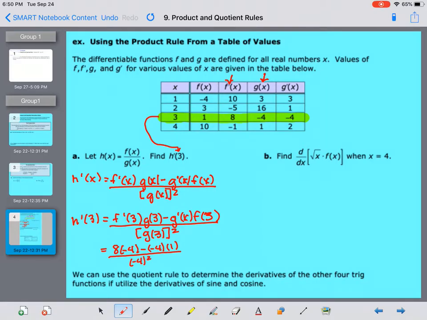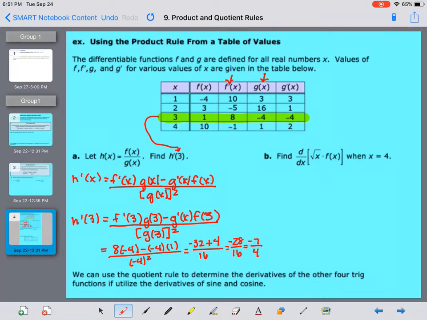And then after this, it's just computation. So we get -32 minus a negative is going to make that plus 4, over 16. So -28 over 16, and both of them are reducible by 4. So we're going to get -7 over 4. Okay, so the slope for h at x equals 3 is -7 over 4.